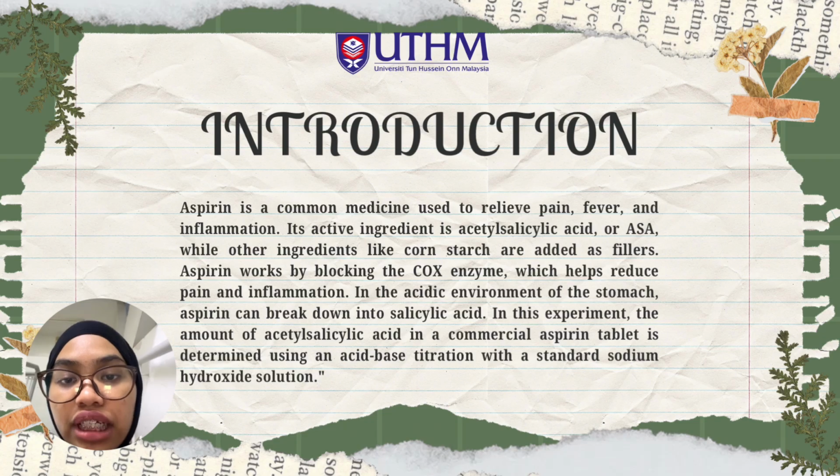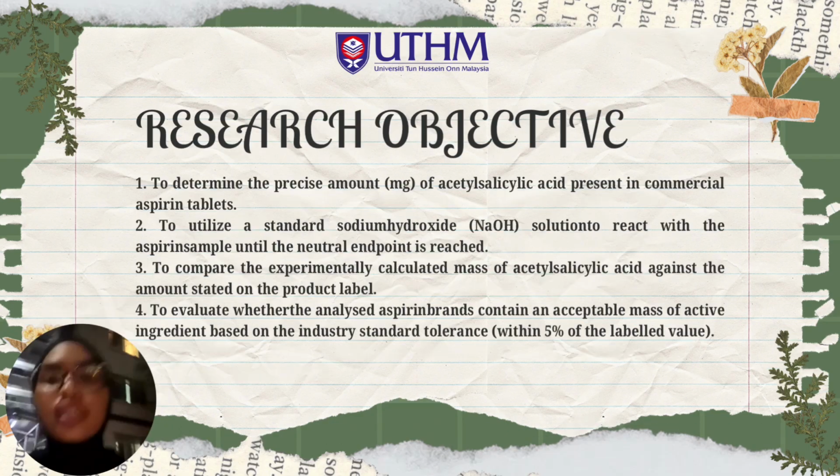Aspirin works by blocking the COX enzyme, which helps reduce pain and inflammation. In the acidic environment of the stomach, aspirin can break down into salicylic acid. In this experiment, the amount of acetylsalicylic acid in the commercial aspirin tablet is determined using an acid-base titration with a standard sodium hydroxide solution.